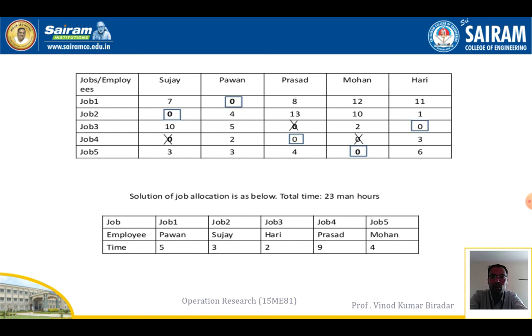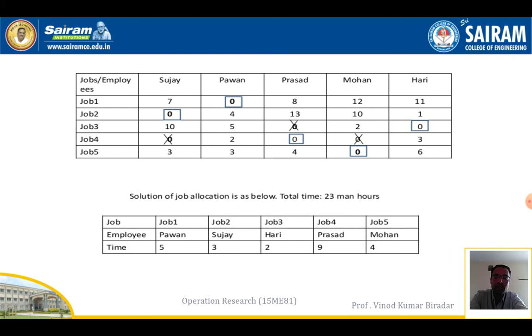Now you assign. Each job is already assigned, so write down the answer. Your answer is the job, employee and time. Job 1, job 2, job 3, job 4, job 5. Job 1 you are assigning to, see the rectangular box, Pawan, so write Pawan here. Job number 2 you are assigning to Sujay, write Sujay here. Job number 3 you are assigning to Hari, write Hari here. Job number 4 you are assigning to Prasad, mention Prasad here. And job number 5 you are assigning to Mohan.